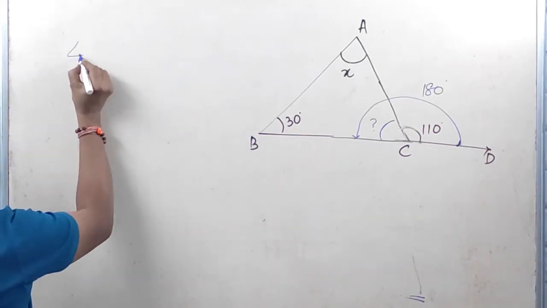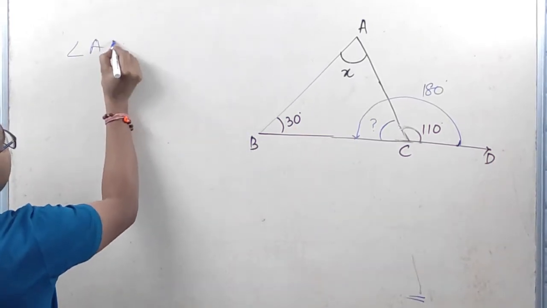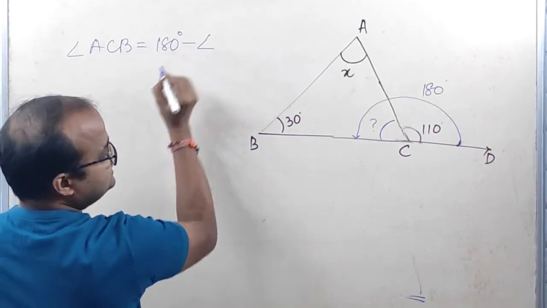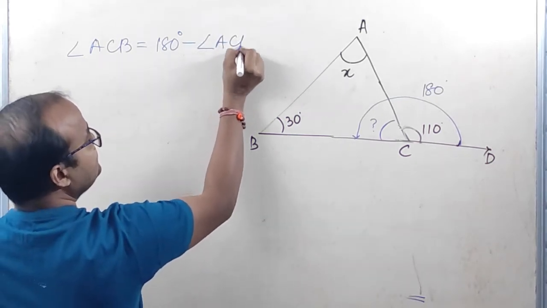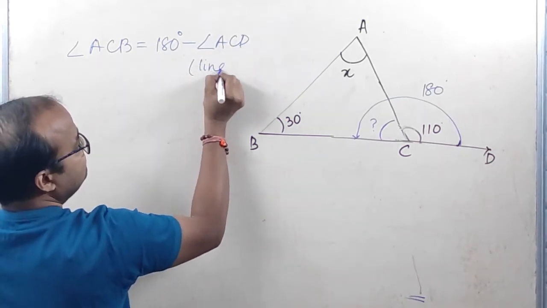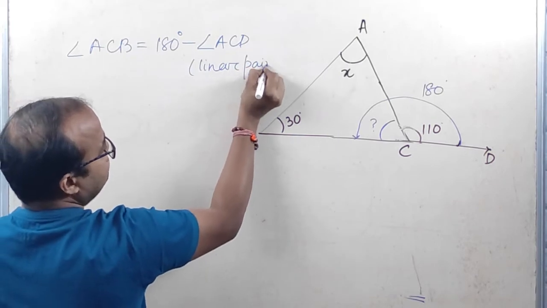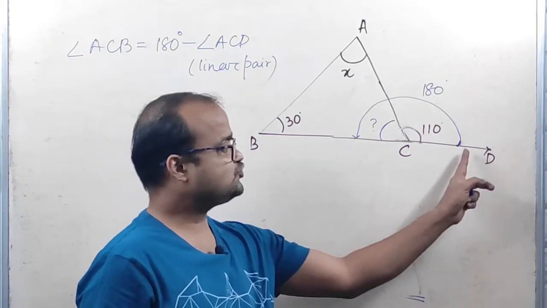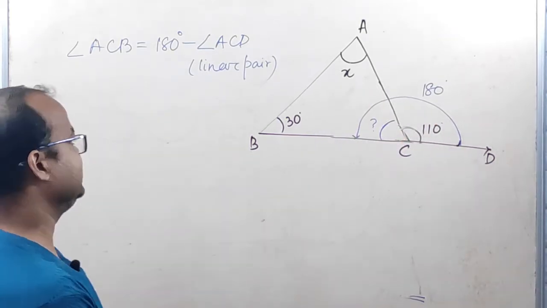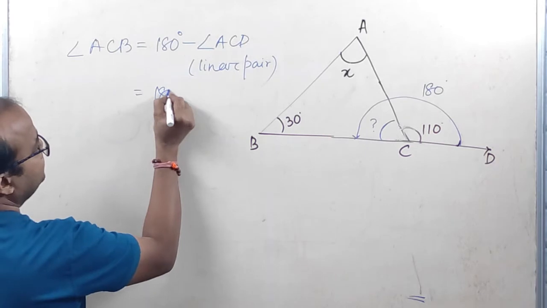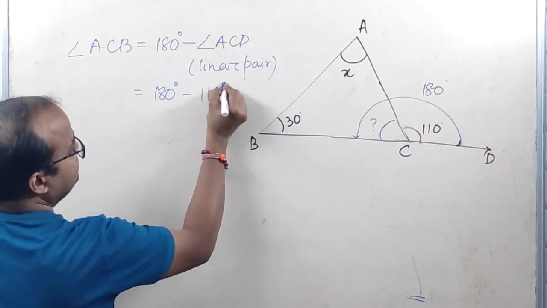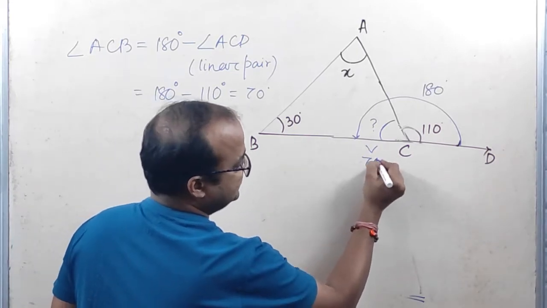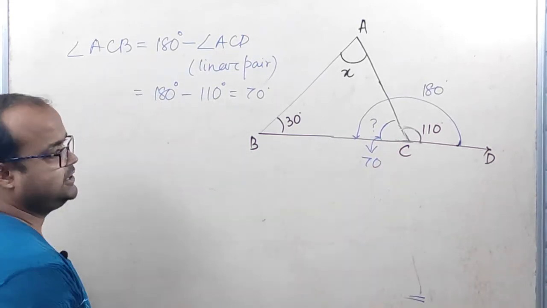So we write angle ACB equals 180 minus angle ACD, and the reason is linear pair. These two angles are said to be a linear pair if they are in a straight line and the sum of the angles is 180 degrees. So 180 minus 110 is equal to 70 degrees. So this angle is equal to 70 degrees.